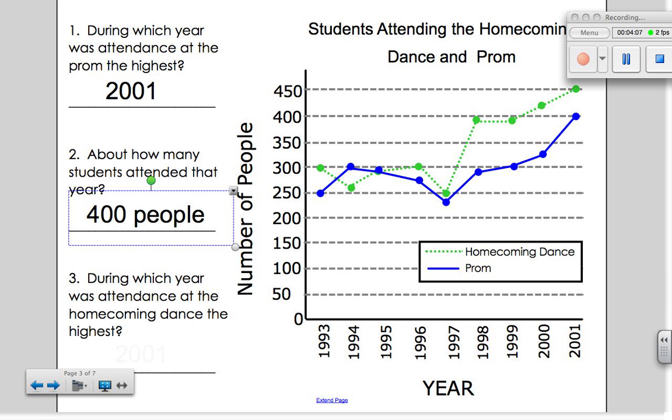And number 3 asks, during which year was attendance at the homecoming dance the highest? Now we switch our focus to the dotted green line, which represents the homecoming dance. The highest plotted point on the homecoming dance line is also in 2001.